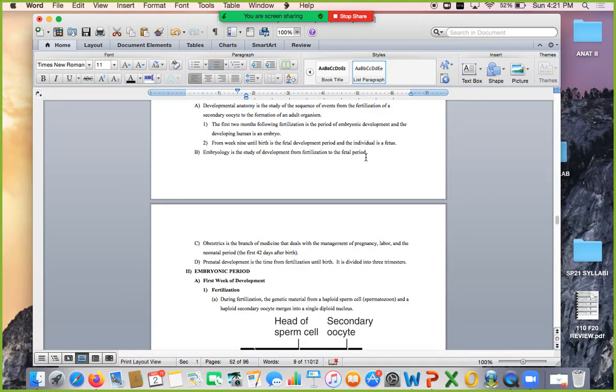Now, in medicine, there's also obstetrics, which is basically the OB part. Obstetrics and gynecology would be OB/GYN, and they're put together. Obstetrics is basically the medical branch that deals with pregnancy, labor, and the neonatal period, which is basically just after the baby is born. Now, prenatal development is broken up into 3 major trimesters: the first 3 months, the second 3 months, and the third 3 months.